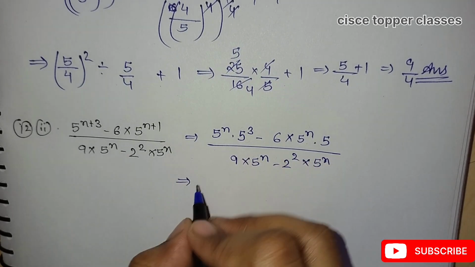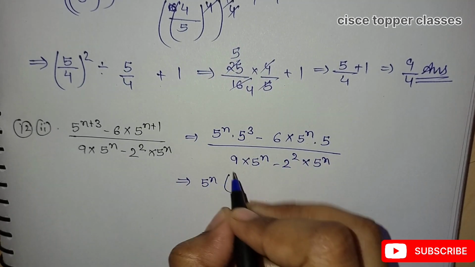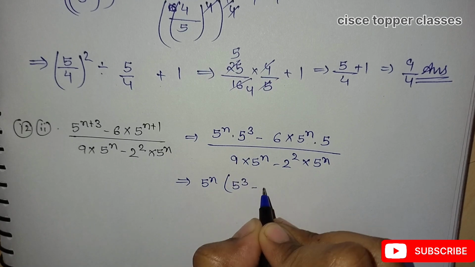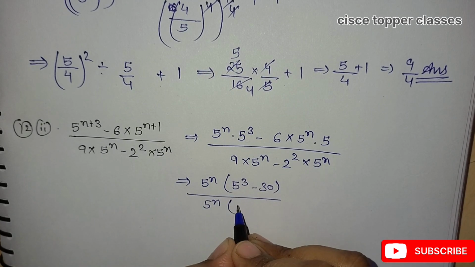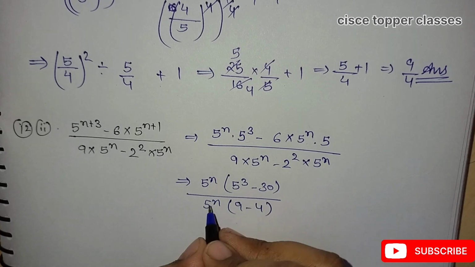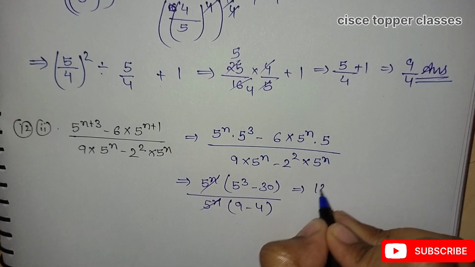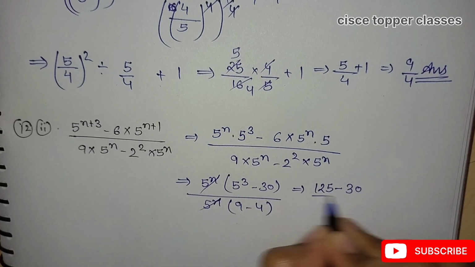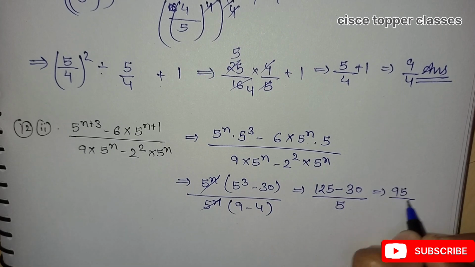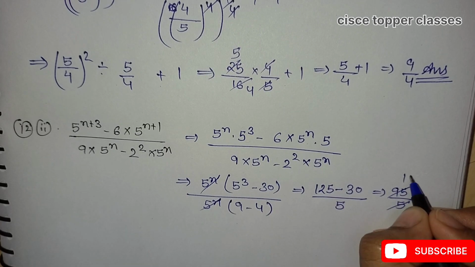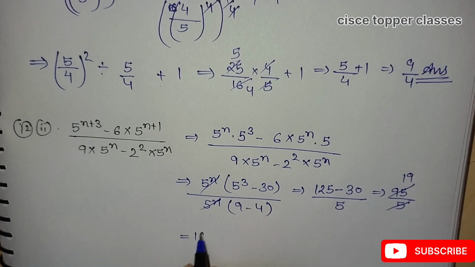Simply we can take common here as 5^n. So here we will get 5^3 minus 30 and again common here also. So it will be 9 minus 4. This will be cancelled out and here (125 minus 30) divided by 5 equal to 125 minus 30, 95 by 5. And cancelling this part here we will get 19 as the final answer here in this question. So this is the answer here in 12 second part.